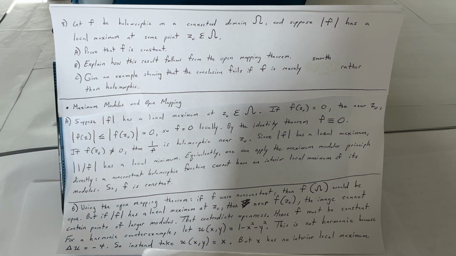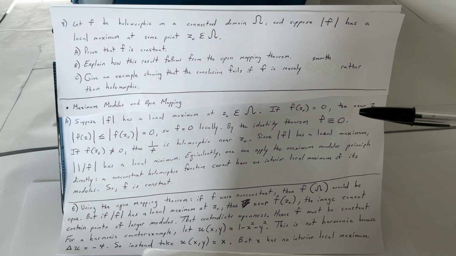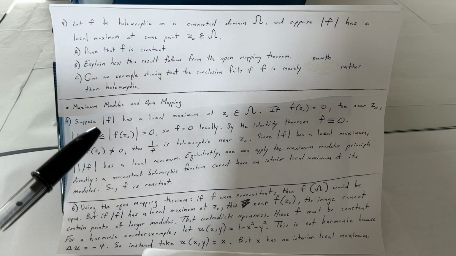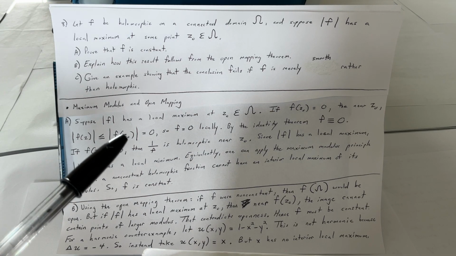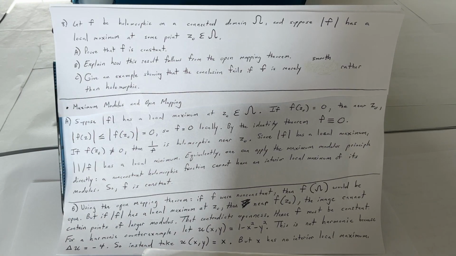Okay. So this is a maximum modulus and open mapping problem. So for part A, we suppose the absolute value of f has a local maximum at z₀ belonging to Ω. And if f(z₀) equals 0, then near z₀, the modulus of f(z) is less than or equal to the modulus of f(z₀), which is equal to 0. So f equals 0 locally.